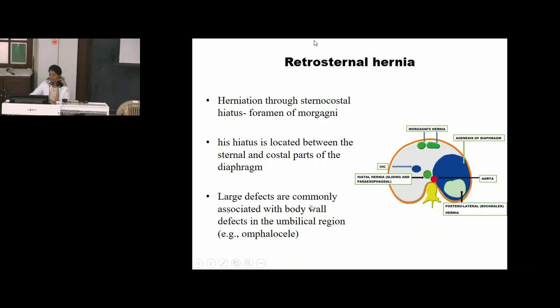So what happens here? Large defects are commonly associated with body wall defects in the umbilical region. If it is very large, it is named omphalocele. Omphalocele, okay? That's it about the congenital anomalies. Now we'll see one video which depicts the formation of the intraembryonic coelom, the cavities, and the diaphragm.